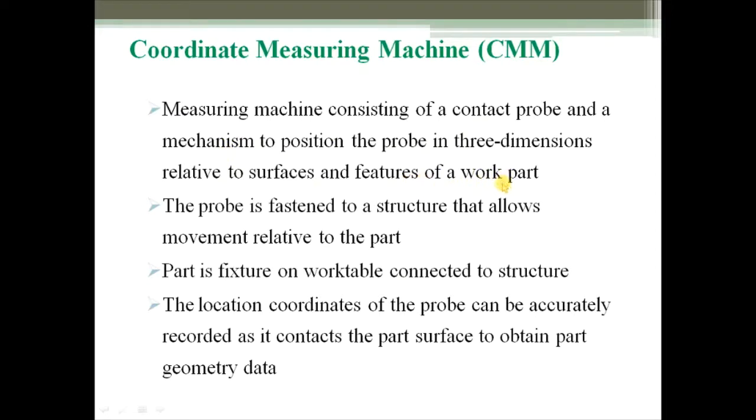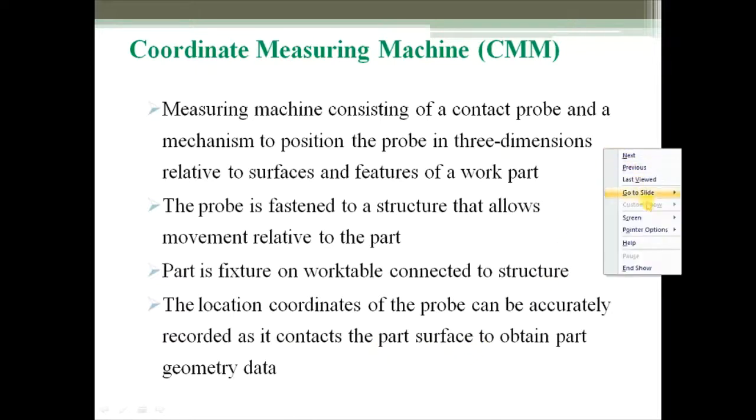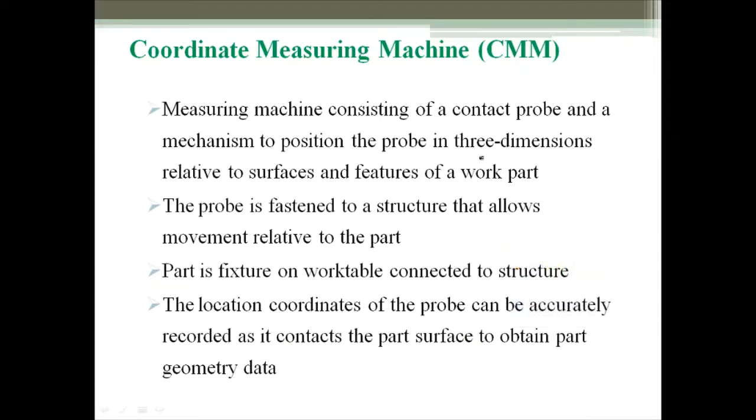First of all, let us see the things. The probe is fastened to a structure that allows movement relative to the part, which is fixed on a work table connected to the structure. The location coordinates of the probe can be accurately recorded as it contacts the part surface to obtain part geometry. So here you can see the measuring machine consists of a contact probe.